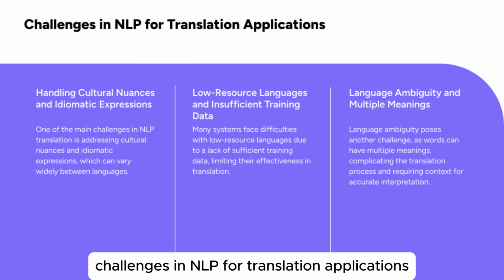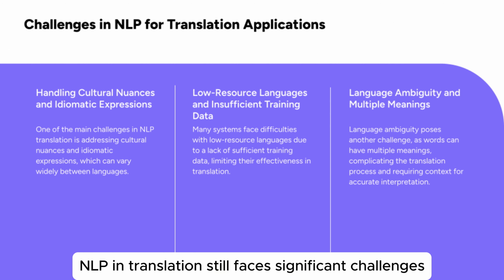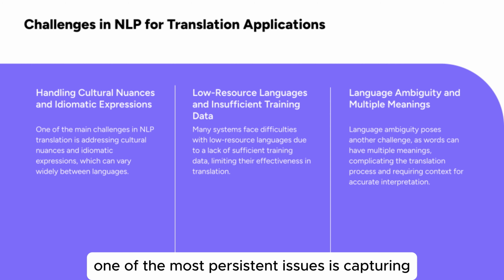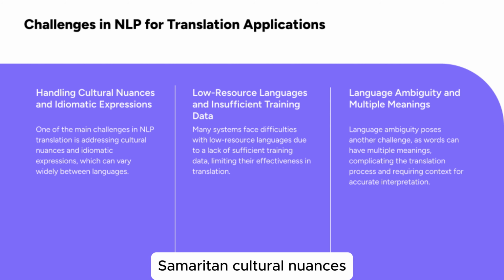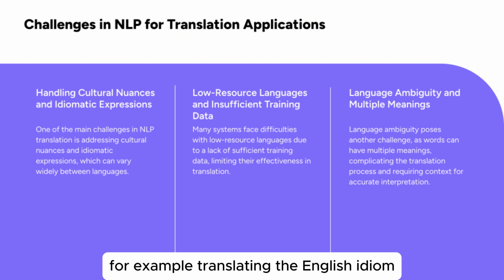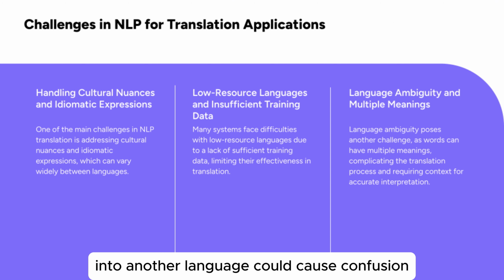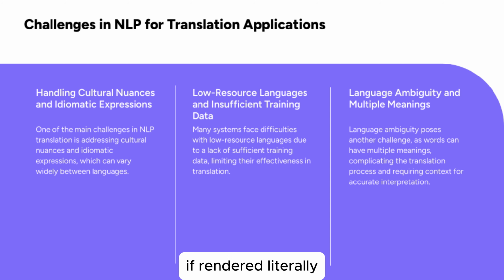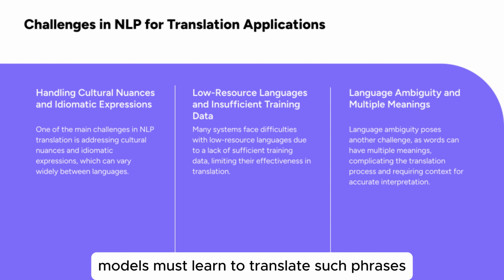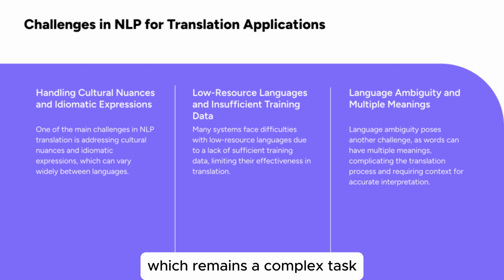Challenges in NLP for translation applications. Despite its advancements, NLP in translation still faces significant challenges. One of the most persistent issues is capturing cultural nuances. Languages are deeply tied to culture, and phrases often carry meanings that go beyond their literal words. For example, translating the English idiom, "It's raining cats and dogs," into another language could cause confusion if rendered literally. Models must learn to translate such phrases into culturally equivalent expressions, which remains a complex task.